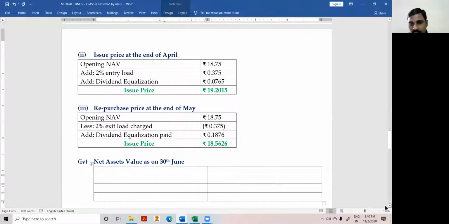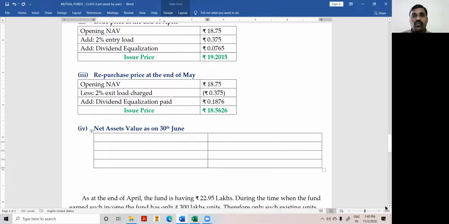Net assets value is nothing but book value per share. This I have discussed in a couple of problems earlier. What is book value per share to a normal company is nothing but net assets value per share to a mutual fund. So how will you calculate book value per share? Net worth divided by number of shares. Therefore, net assets value is equal to net assets divided by number of units.